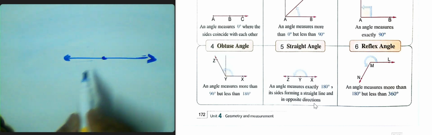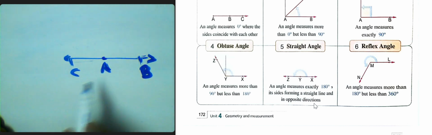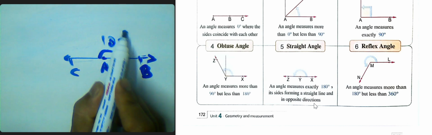What about type 5, straight angle? The measure of a straight angle is exactly 180 degree. Its sides form a straight line in opposite directions. Straight angle, such as angle PAC, the measure of this angle is exactly 180 degree. Okay.